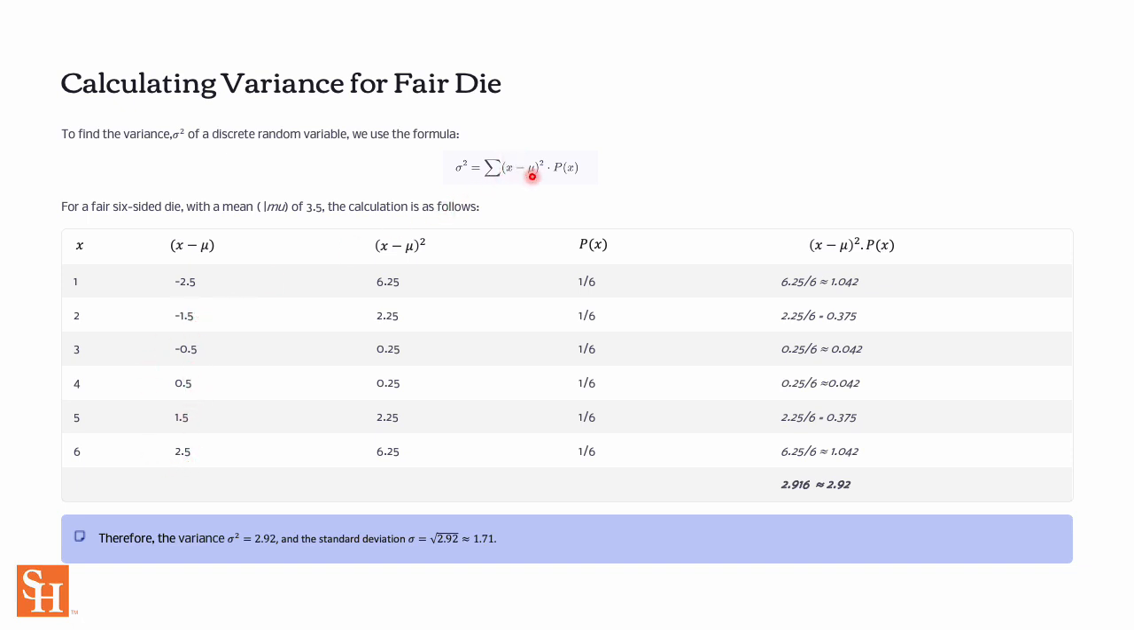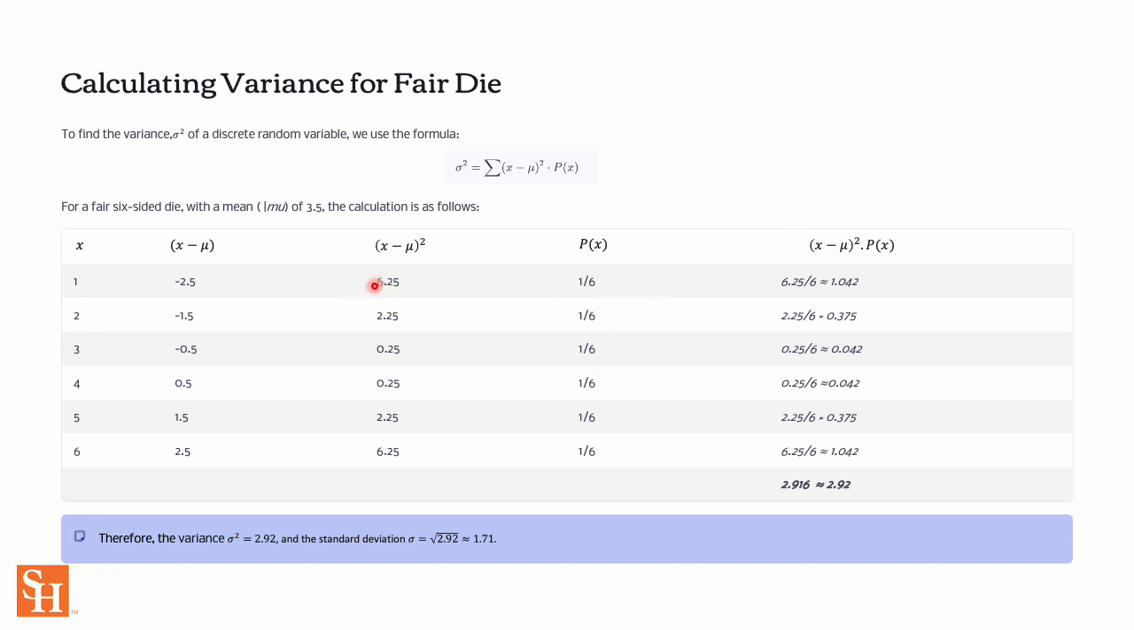And then what do we have to do? We have to take the square of those values. So if you take the square of these values, you'll get these numbers. Negative 2.5 squared is 6.25, negative 1.5 squared is 2.25, and so on. And we already know about the probabilities, right? The associated probability with these numbers.